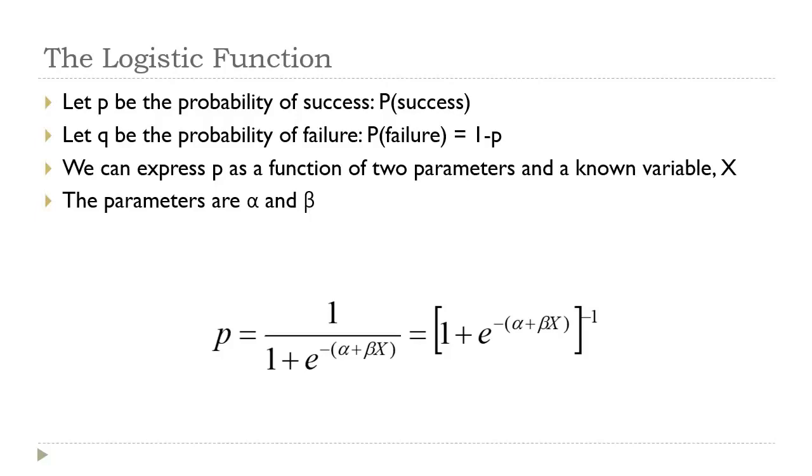We can calculate that probability of success based upon this function: 1 divided by this quantity, 1 plus e, Euler's number, raised to the negative quantity of alpha plus beta x. We know that x can be 0 or 1. The question is, what is alpha and what is beta? We have to estimate them, just like we do in regular regression, where we estimate those parameters. But if we estimate them very well, we can actually get P, the probability of success. Now P, the left-hand side of the equation, looks a lot simpler than the right side of the equation.